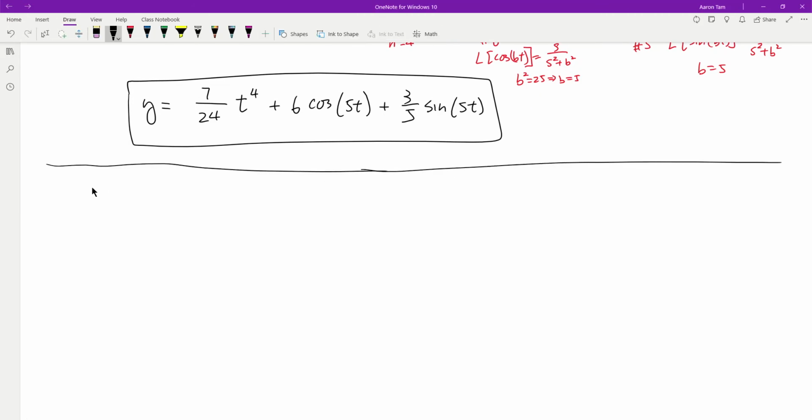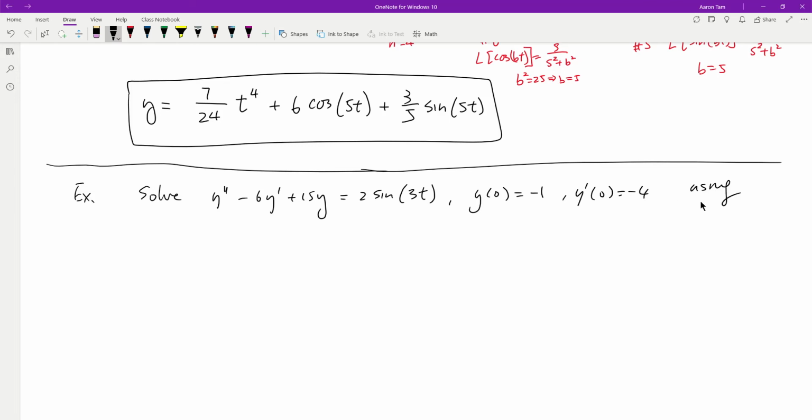All right, so let's try to solve this equation. The problem will probably say something like this: solve y double prime minus 6y prime plus 15y equal to 2 sine 3t with the initial conditions y of 0 equal to -1 and y prime of 0 equal to -4. And the question will specify, using Laplace transform. So you do not get any credit for doing it any other way. Remember, this question is designed to test you on using Laplace transform.